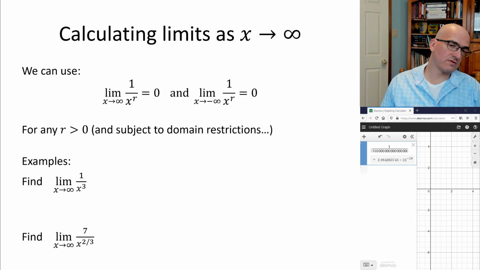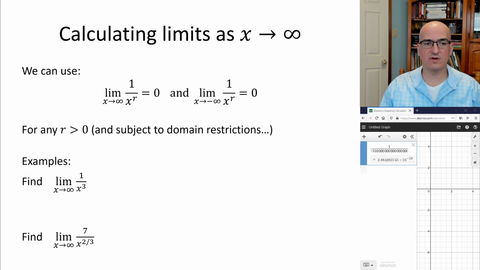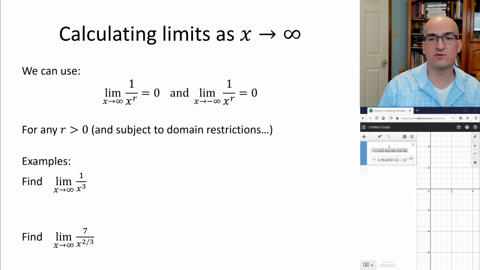So you can't say 1 over the square root of x as x goes to minus infinity is equal to 0, because you can't take the root of a negative number. You just got to be careful about that, and that's where that item where it says subject to domain restrictions, that's what that is referring to. No roots of negative numbers are allowed. You can't zero those away.